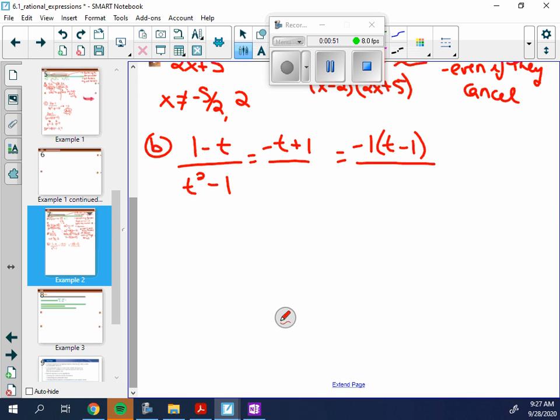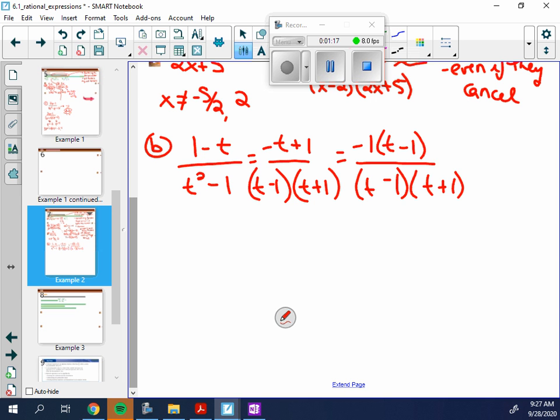Okay, denominator. Order's good. There is no greatest common factor. Binomial, trinomial, 4 terms? It's a binomial, so I check for difference of squares. Does this one satisfy difference of squares? Yes. It's got the difference, a perfect square at the beginning and a perfect square at the end. So my factors for this one are t minus 1 and t plus 1.